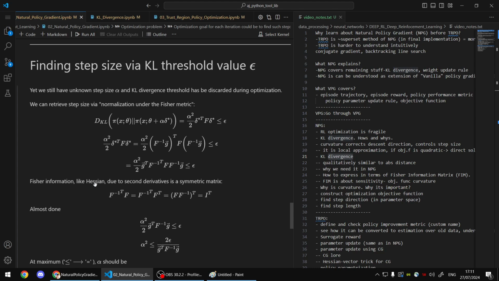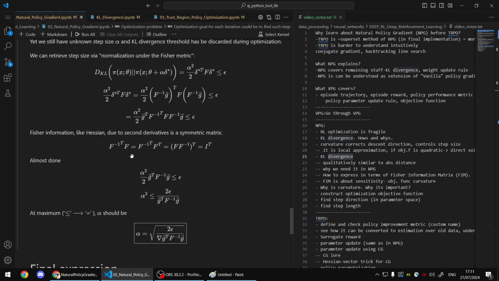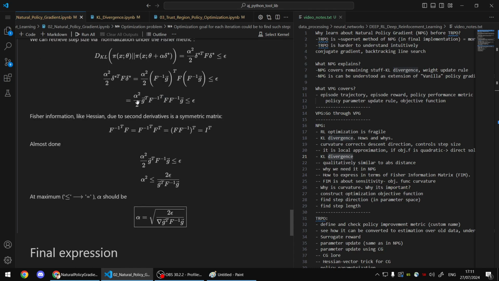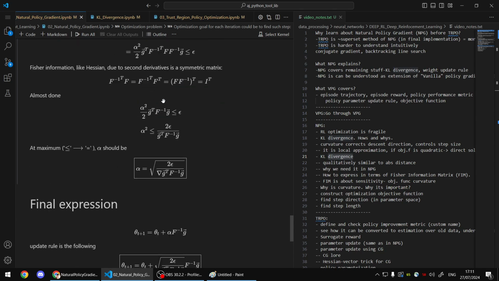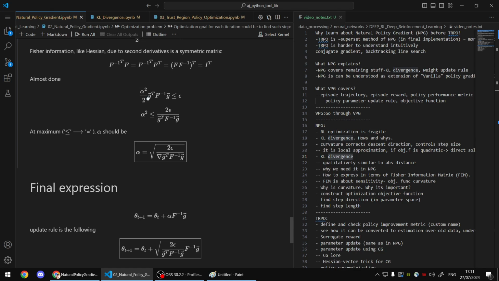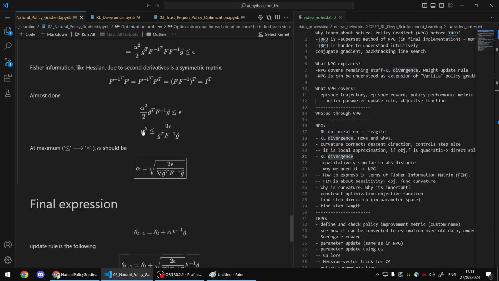Now, you can change the order of second derivatives. That means Hessian is the symmetric matrix. Also in Fisher information, it's a rank 1, basically outer product, you can do it. But the general idea, you can just cross terms here because they are identity, and you are left with this expression that our step size squared should be less or equal than this expression.